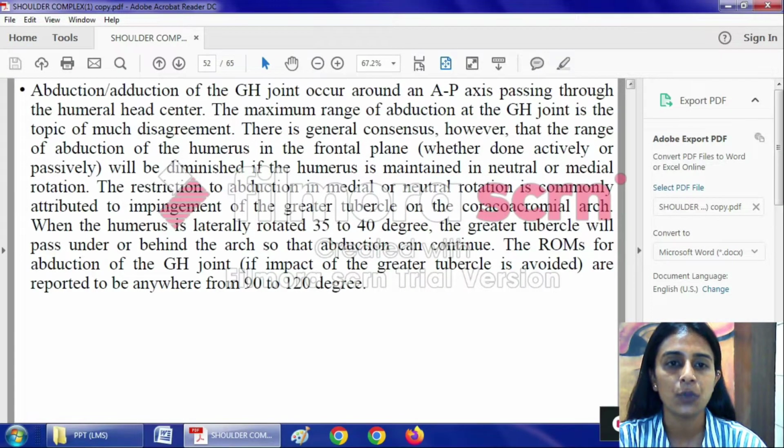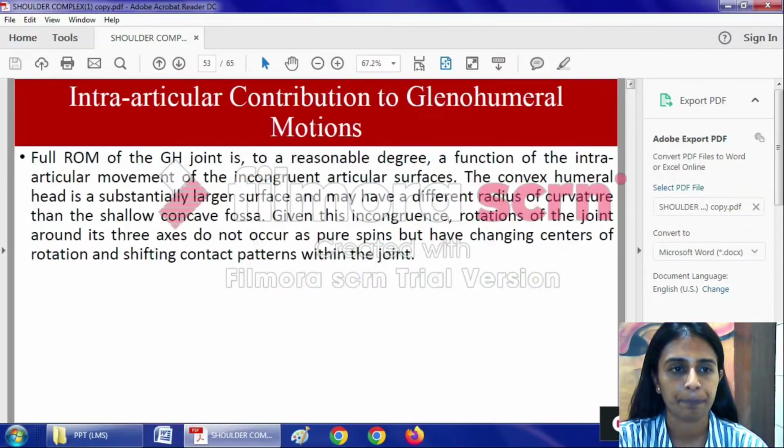Abduction and adduction of the GH joint occur around the AP axis passing through the humeral head center. The maximum range of abduction at the GH joint is the topic of much disagreement. There is general consensus, however, on the range of abduction of the humerus in the frontal plane. The range of motion for abducting the GH joint, if impact of the greater tubercle is avoided, is reported to be anywhere from 90 to 120 degrees.